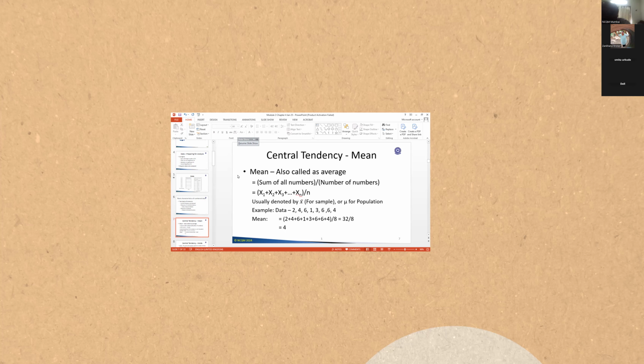Which are the two middle values? 4 and 6. 4 and 4, no? Yeah, 4 and 4. So the average of 4 and 4 is 4. So the median is 4, right? Yes, sir. Mean is 4, mode is 6, and median is 4, right? So these are the three different measures of central tendency.